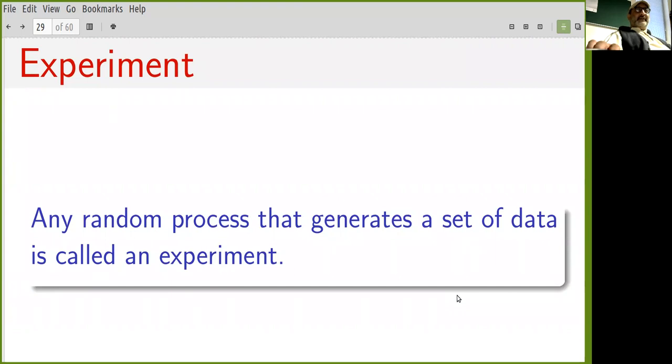This helps us now to connect sets that we've been talking about with probabilities. An experiment is any random process that generates a set of data. We call that an experiment. Our experiments are going to be different than experiments in, say, the chemistry department. Our experiments are all going to be thought experiments.